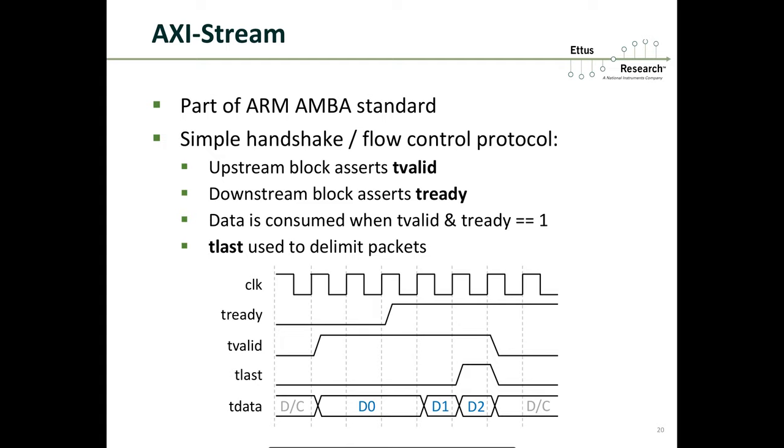And you can see that here in the timing diagram on the bottom. You can see that we have T-valid asserted here for many clock cycles, and finally T-ready gets asserted for a few clock cycles. And during these clock cycles, you can see that on T-data, D0 is consumed, and then D1, and then D2. There's also a signal called T-last that is usually included to indicate packet boundaries. And we can see on D2, T-last is asserted, indicating that D2 is considered the last word of this particular packet.